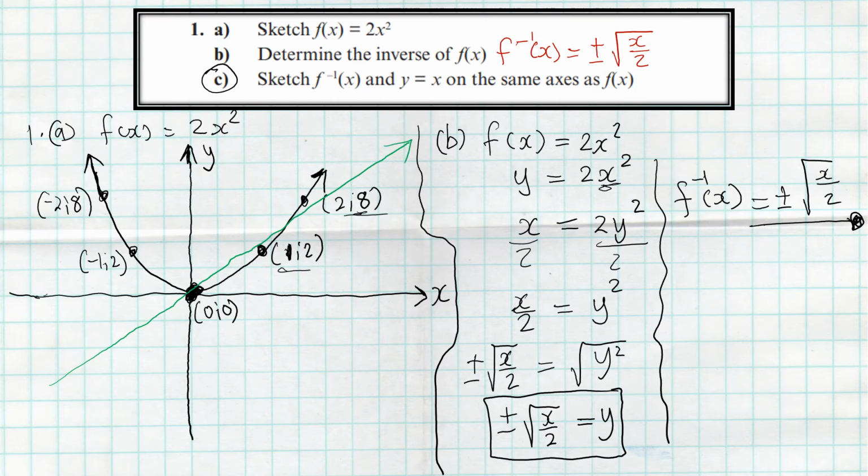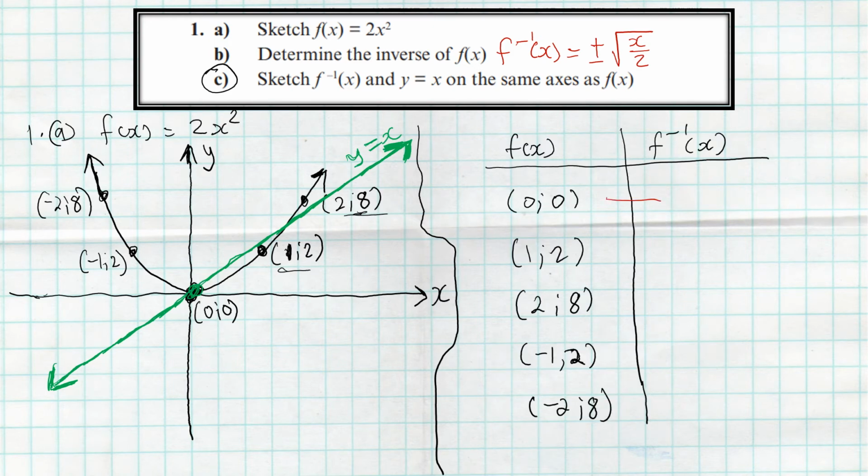This is the line y equals x, the one that just passes through the origin. To draw the inverse, I'll use a red color. To sketch the inverse, we're going to swap the points, and let me show you a table of where we're swapping the points.